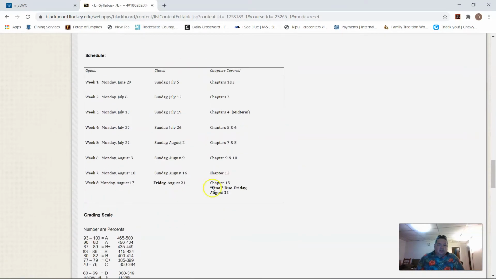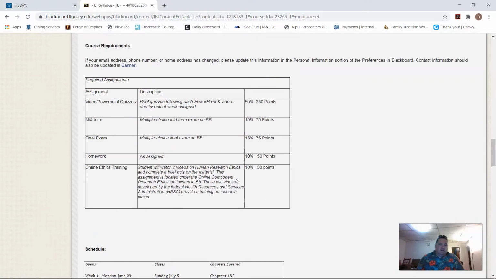You can see that week 1 is chapters 1 and 2. Week 2 is chapter 3. Week 3 is chapter 4 and the midterm. Week 4 is chapters 5 and 6. Week 5 is chapters 7 and 8. Week 6 is chapters 9 and 10. Week 7 is chapter 12, and week 8 is chapter 13. The final will be open on August 17th and will be due by August 21st.